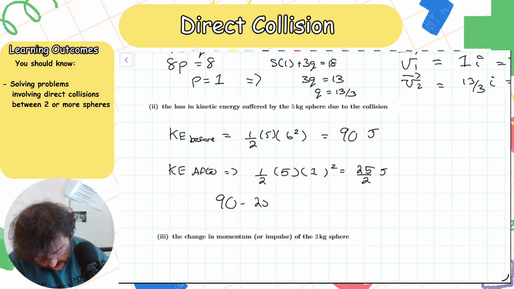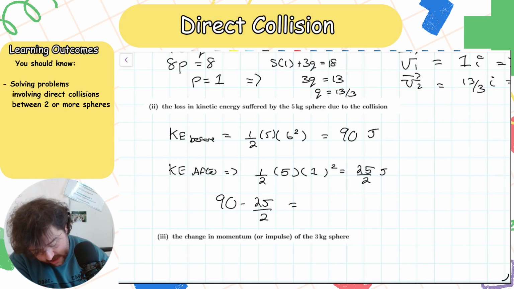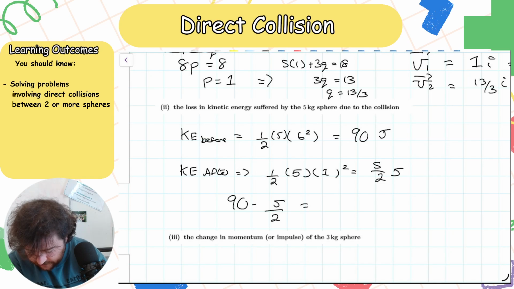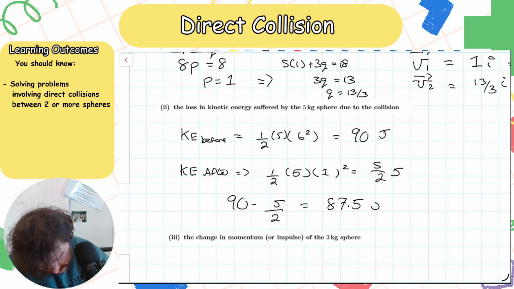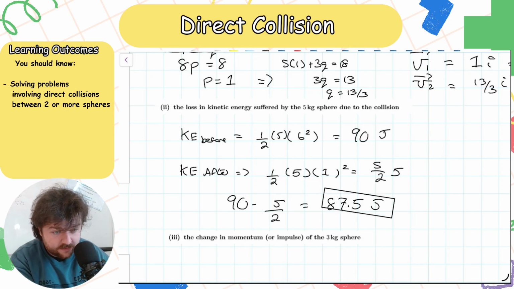So 90 minus 25/2, which is roughly going to be equal to, so not 25. Oopsie, so it's 5/2. So 90 minus 5/2 is just going to be 87.5 joules. So that's how much kinetic energy we've lost.